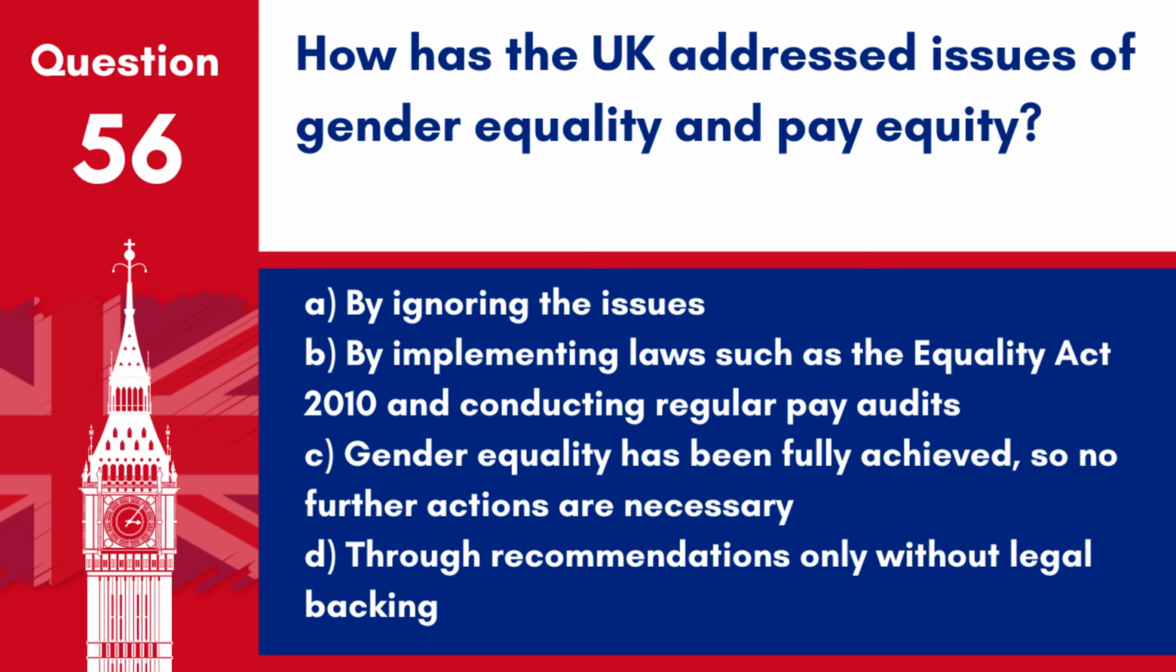Question 56. How has the UK addressed issues of gender equality and pay equity? A. By ignoring the issues. B. By implementing laws such as the Equality Act 2010 and conducting regular pay audits. C. Gender equality has been fully achieved, so no further actions are necessary. D. Through recommendations only without legal backing.